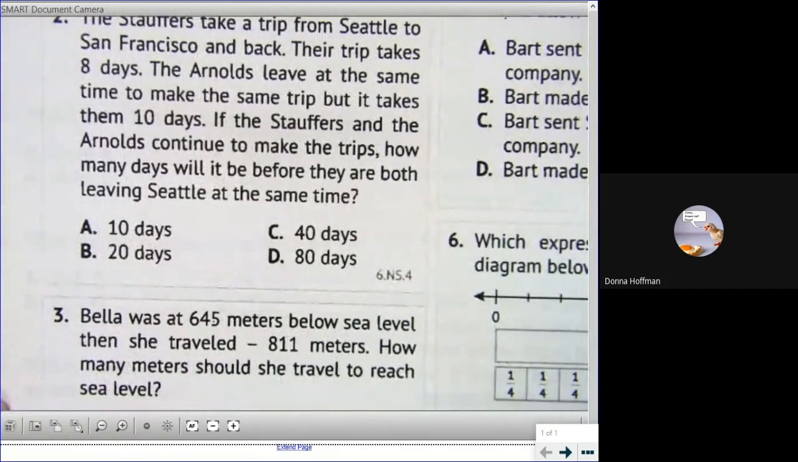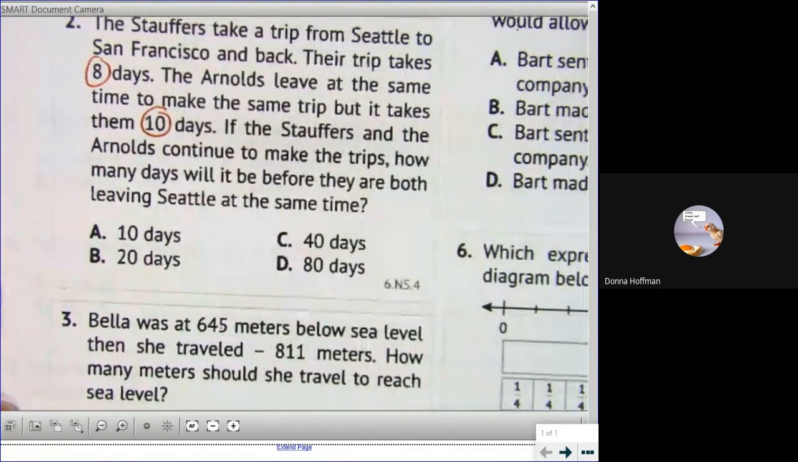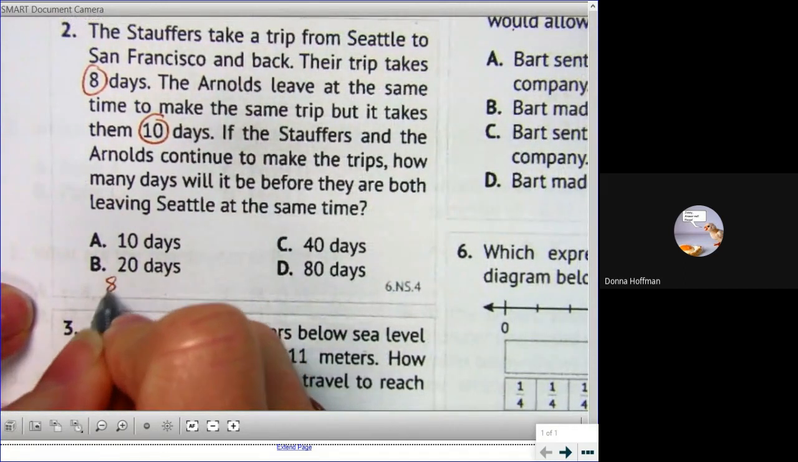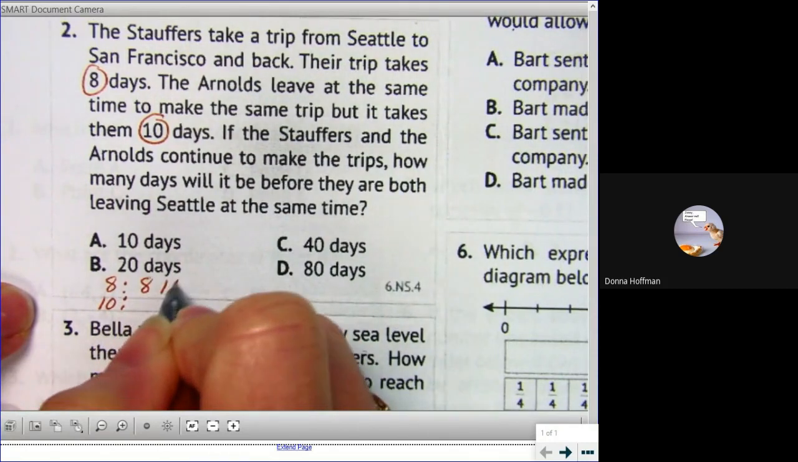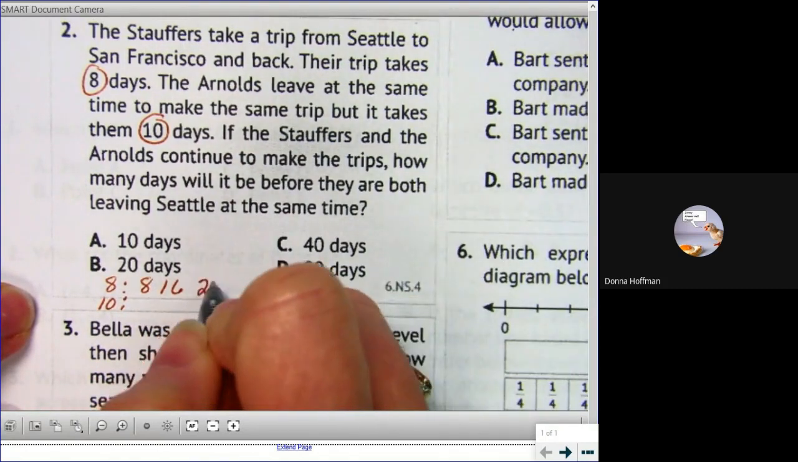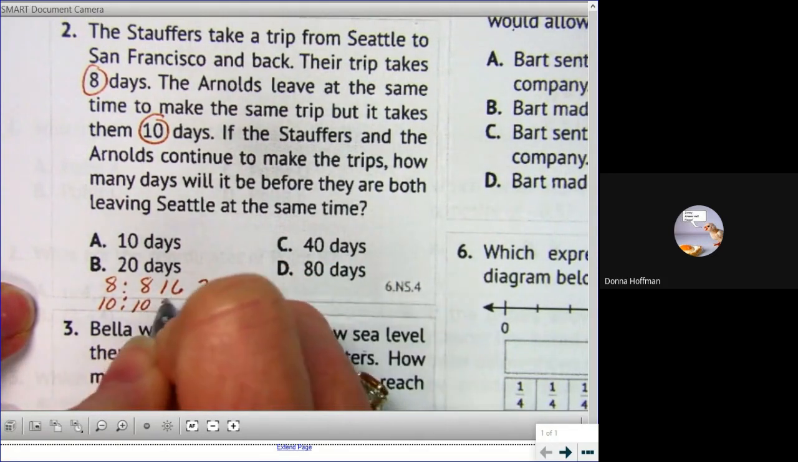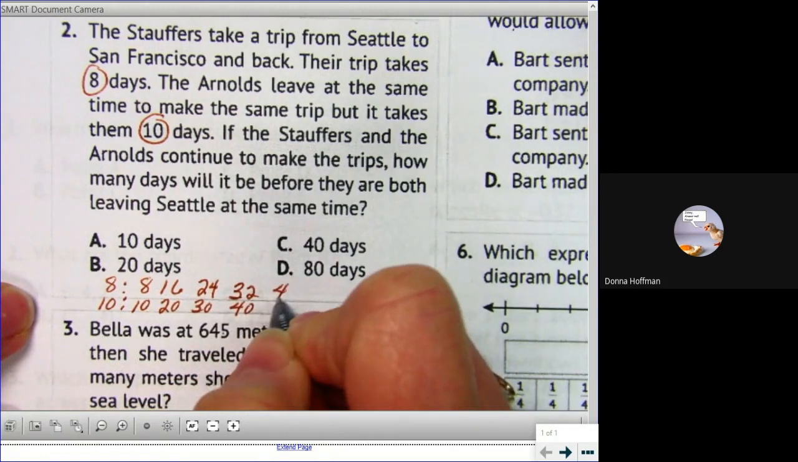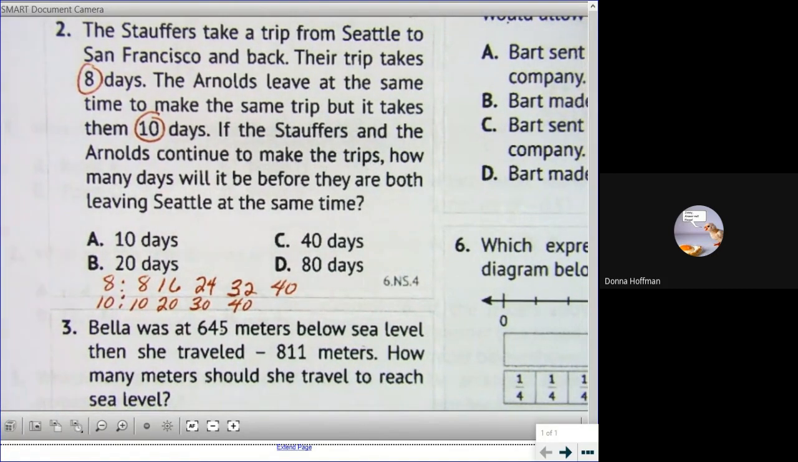So I'm going to take the days of 10 and take the days of 8, and I'm going to skip count those days and see which one they match. It's the first one that they come to, it matches. Hold that thought.